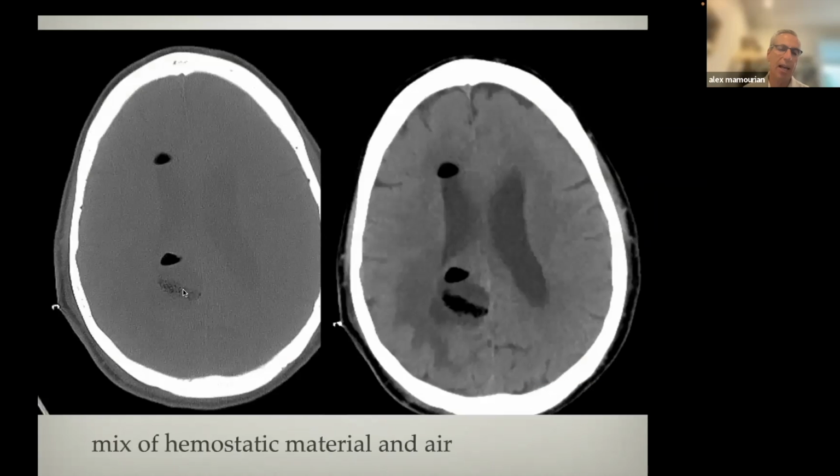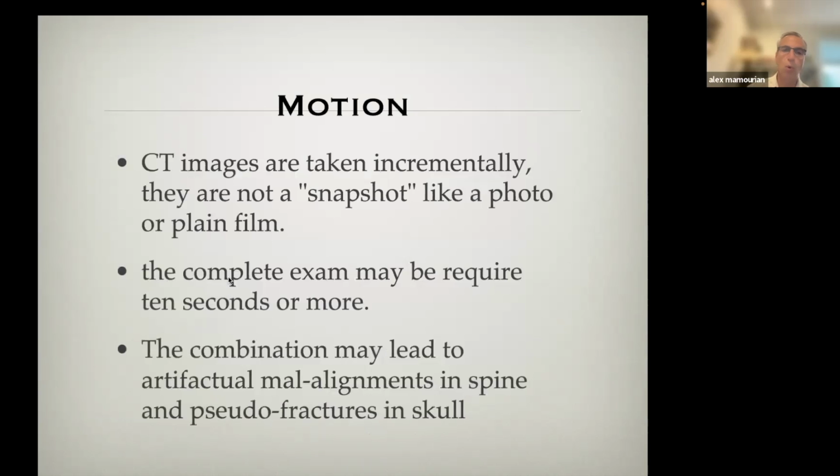This is hemostatic material. So this is air, but when you look at it in this much wider window, you can see that this is hemostatic material with interposed pockets of air and fluid, right? So this is how you learn more information as we look at the scan in different windows and levels.